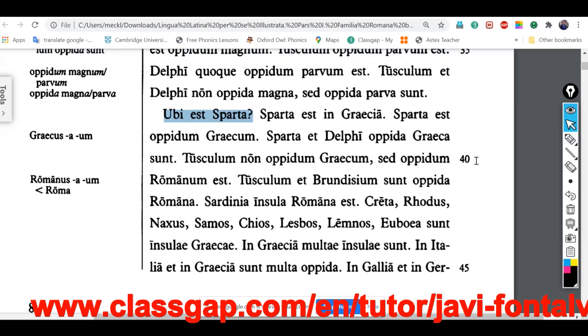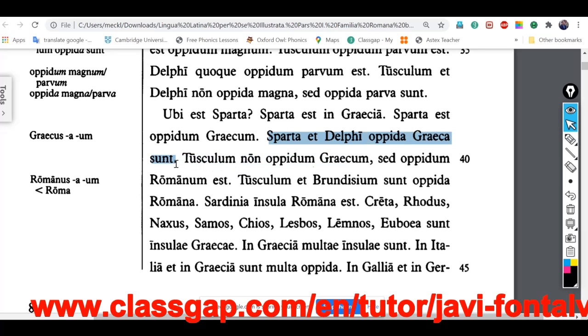Ubi est Sparta? So where is Sparta? Sparta est in Graecia. Sparta is in Greece. Sparta est oppidum Graecum. Sparta is a city in Greece, a Greek city. This is an adjective, okay? Graecum. Notice the agreement here. Graecum, oppidum. Sparta et Delphi, oppida Graeca sunt.